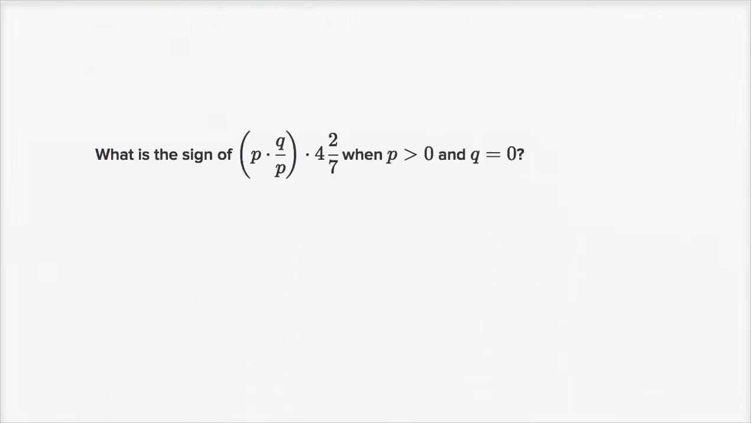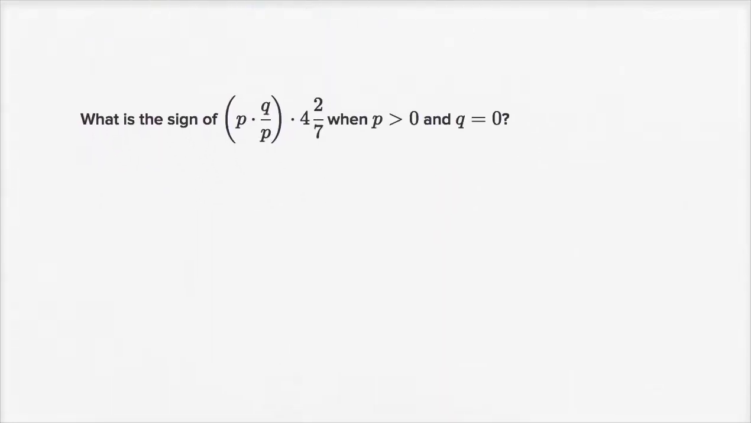All right. So what is the sign of p times q over p times 4 and 2/7 when p is greater than 0 and q is equal to 0? And the way I just stressed q is equal to 0 should be a big hint. And let me give you another hint. Pause the video. If you really think about what I just said, that q is equal to 0, you should be able to do this in less than a second.